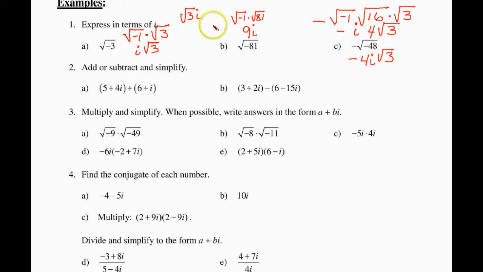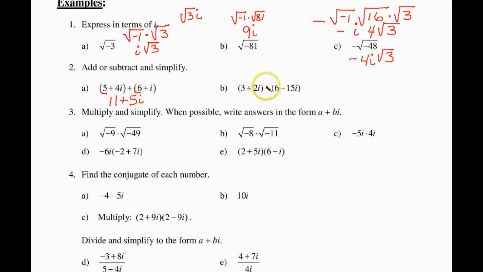Now, the nice part of the i value is that when we're working with it, it's treated just as if it were a variable of some type, a letter. So in adding or subtracting, in here we're adding, we're just going to combine like terms. 5 plus 6 is 11. A positive 4i and a positive 1i is a positive 5i. So that's just straightforward.